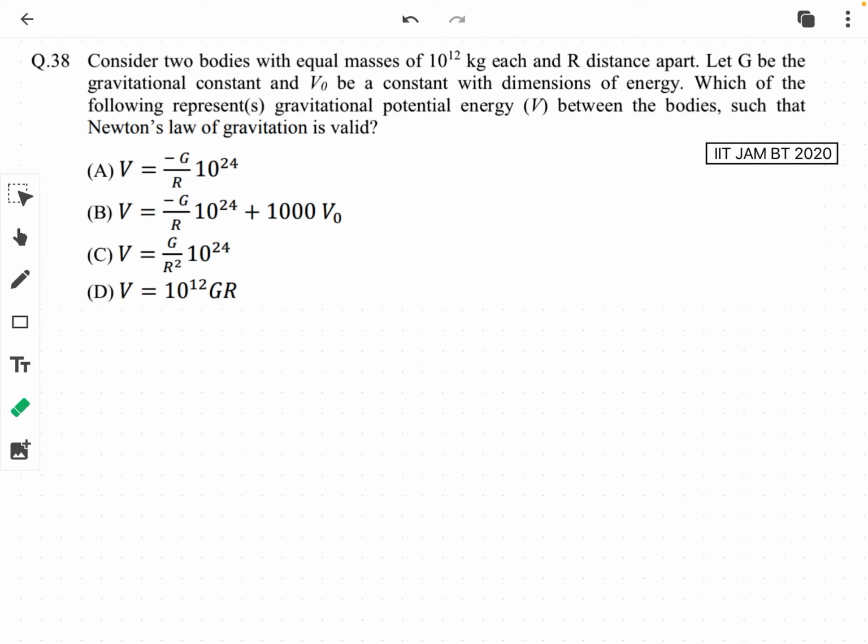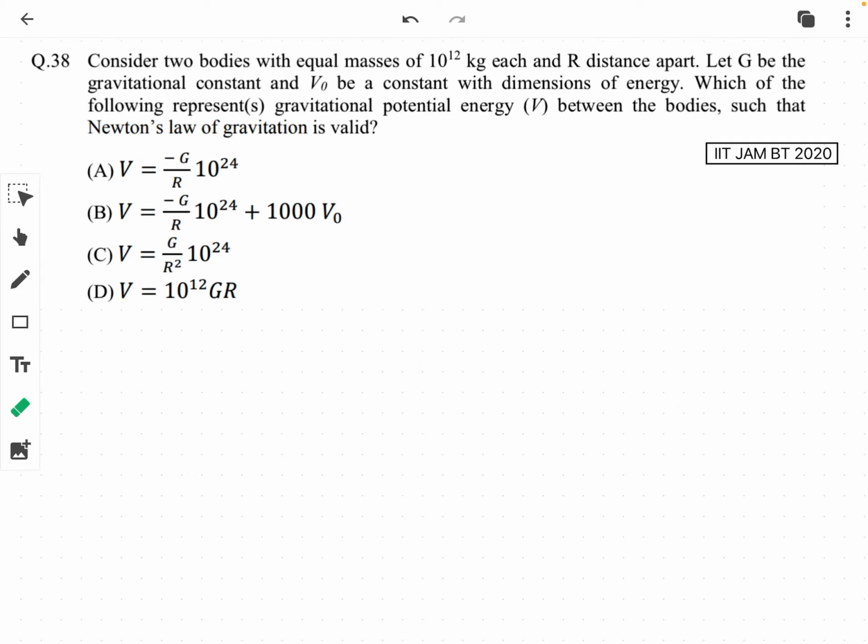Option A, V equal minus G by r 10 to the power 24. Option B, V equal minus G by r 10 to the power 24 plus 1000 V0. Option C, V equal G by r square 10 to the power 24. Option D, V equal 10 to the power 12 G r.